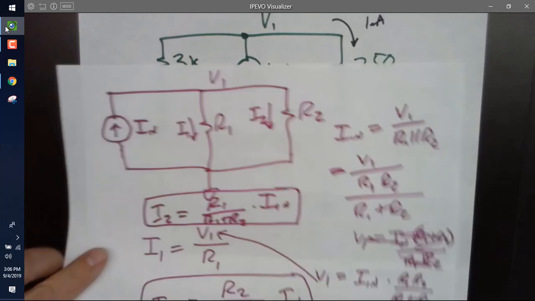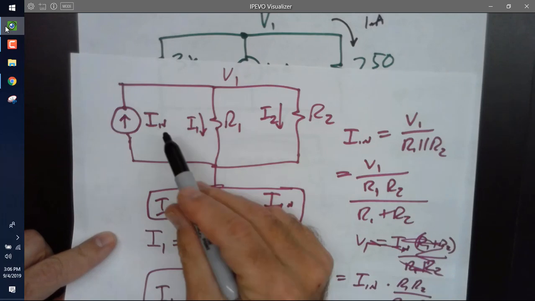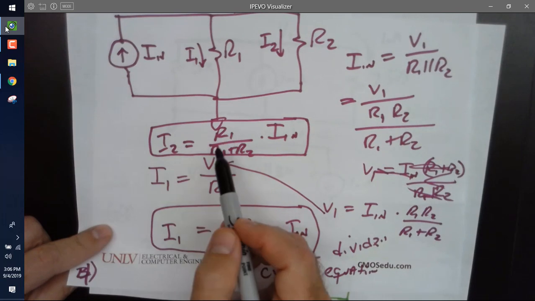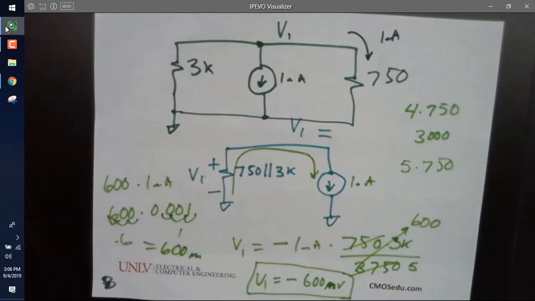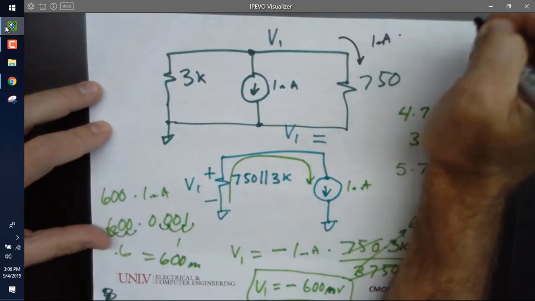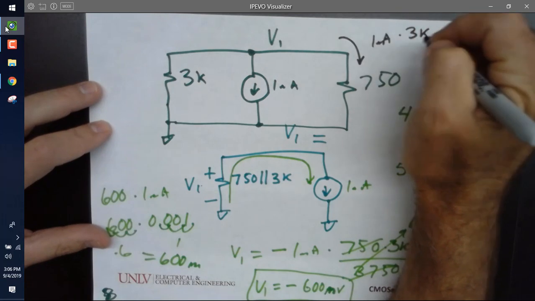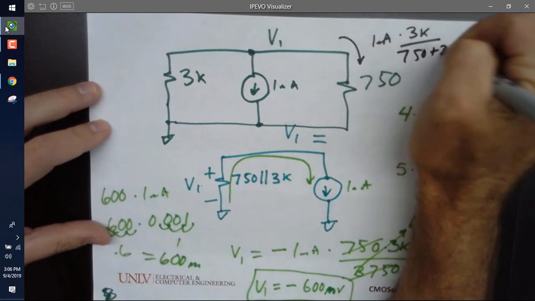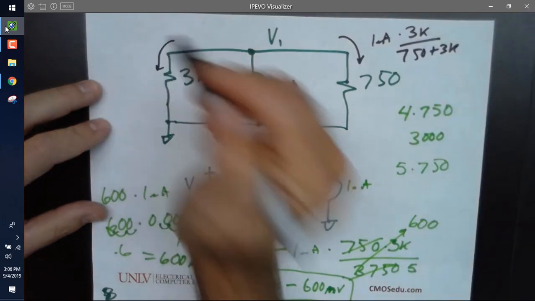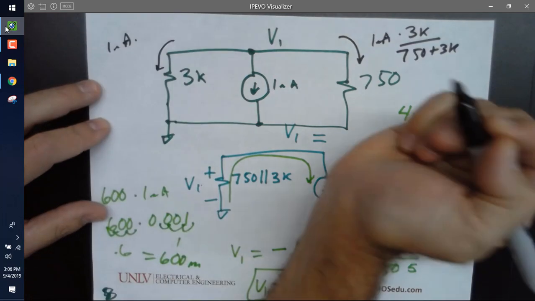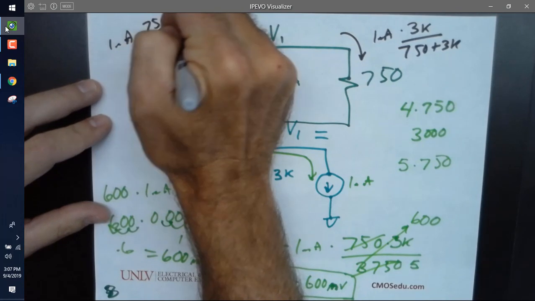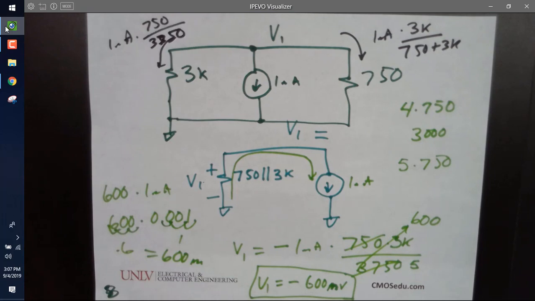If I want this current, it's R1, it's IN times R1 divided by R1 plus R2. So if I want I2, it's R1 over R1 plus R2 times IN. So if I go back here now, and I ask, what is this current? Times what? 3K all over 750 plus 3K. Remember, it's the backwards. And what's this current? Does that make sense?